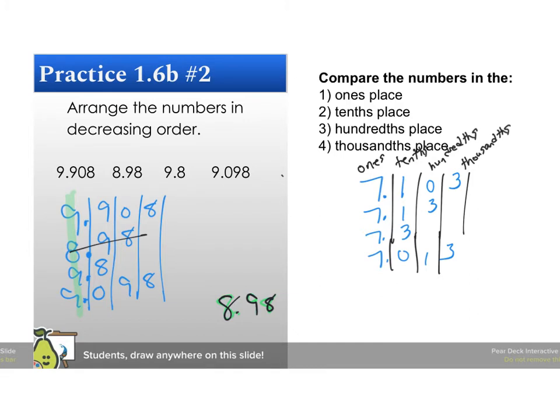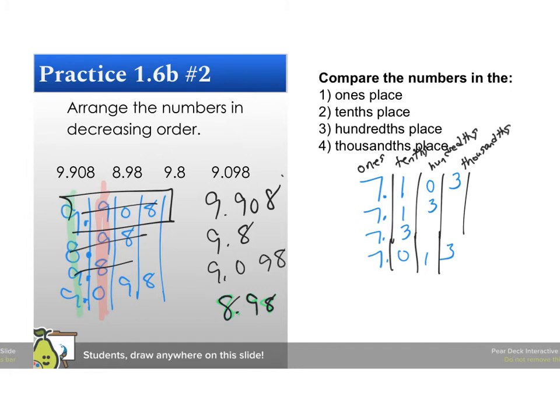I'm going to look at the ones place. So which is the largest? I see a 9, 8, and 0. So just looking at these, I should be able to say this one is the largest. So I'm going to put it up at the top. Then next, I will have 9.8. And then I will have 9.098. So with this example, I only had to look at the ones place and the tenths place in order to determine the order.